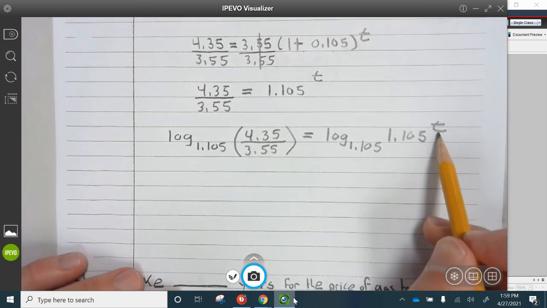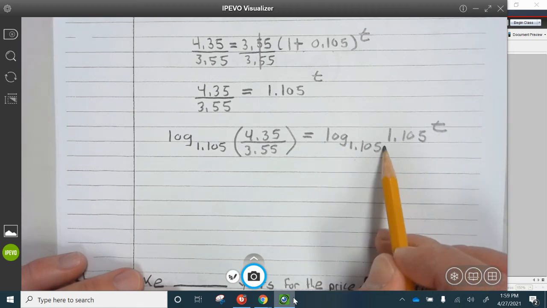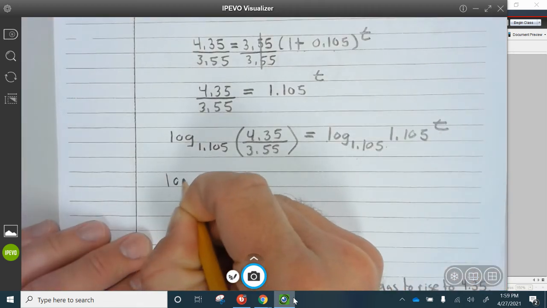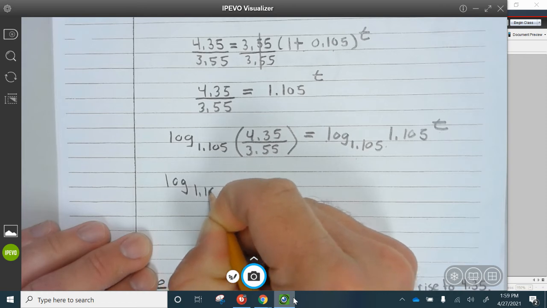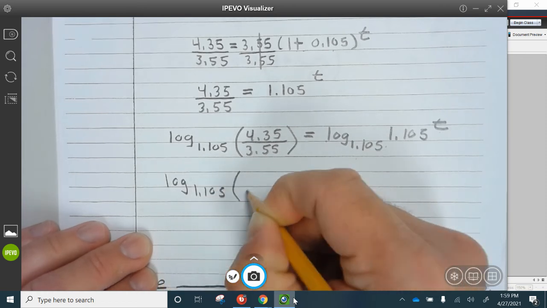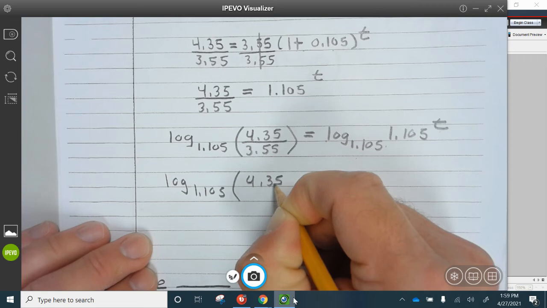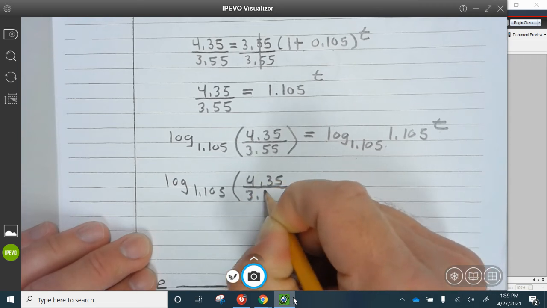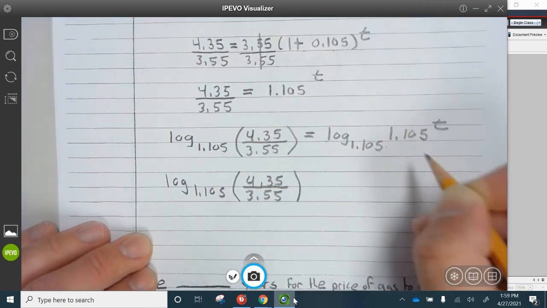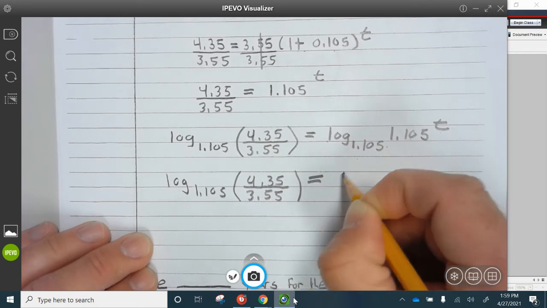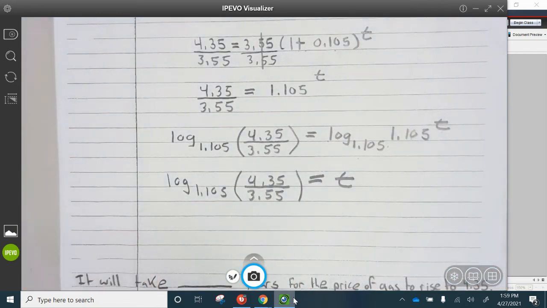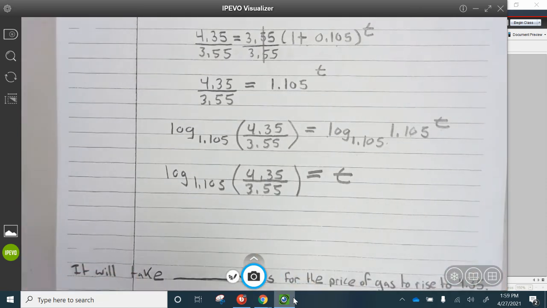Now, this will come to the front, and this actually becomes 1. So we can actually write this as log base 1.105 of 4.35 divided by 3.55, and we can go from here to equals t. Okay, so now let's plug that into our calculator.